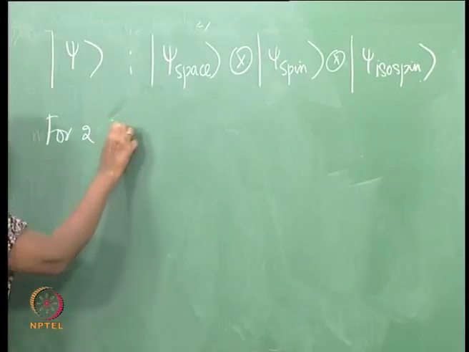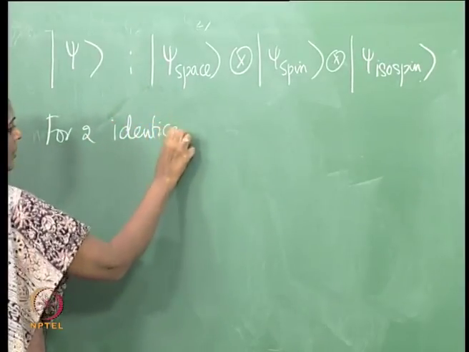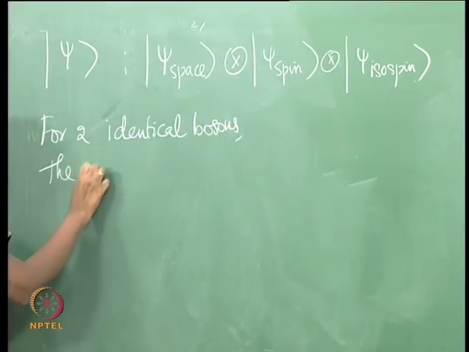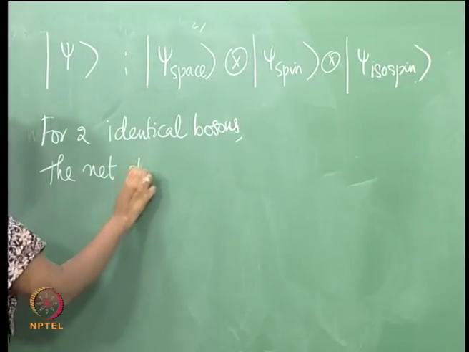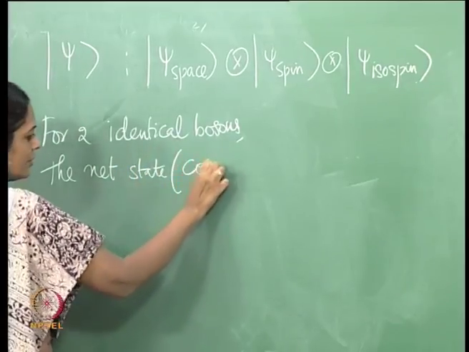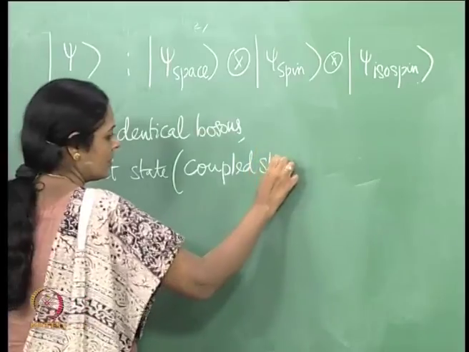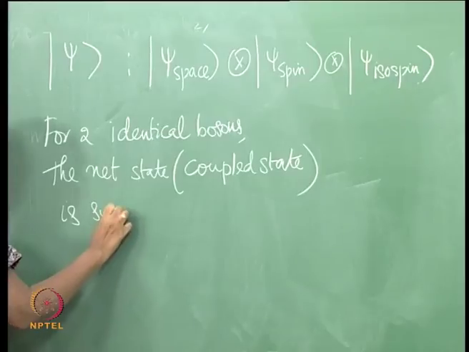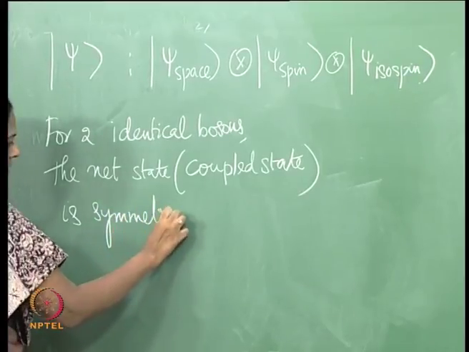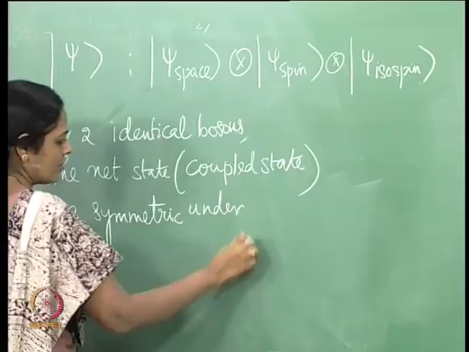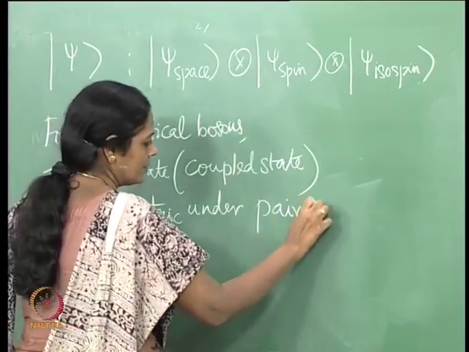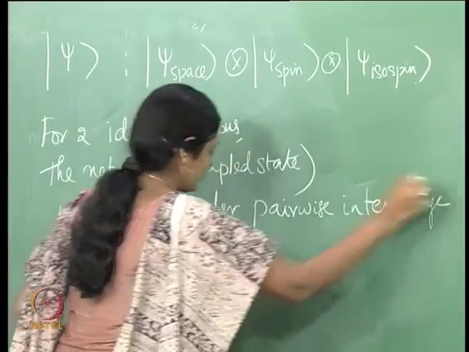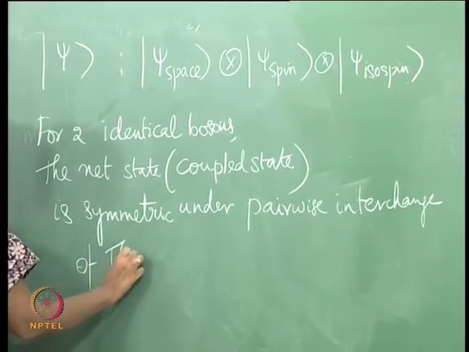So, for two identical bosons, the net state or the coupled state is symmetric under pairwise interchange of the space and spin labels.